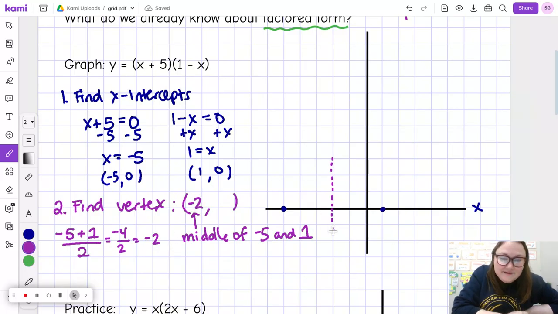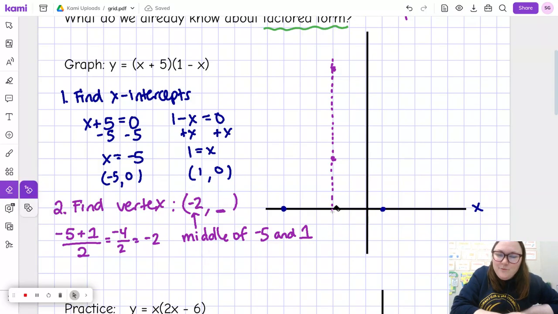My vertex is going to be somewhere on this dotted line that I'm drawing. Again, though, that's not enough information. I know the vertex is going to be our highest or lowest point, but I still don't know. Is it down here? Is it up here? Is it all the way up here? I still don't have enough information, and that's because I still need the second number of my vertex. I need that y-coordinate. And so the final part of this, we know the x-coordinate is -2. I need to find that y-coordinate for my vertex.